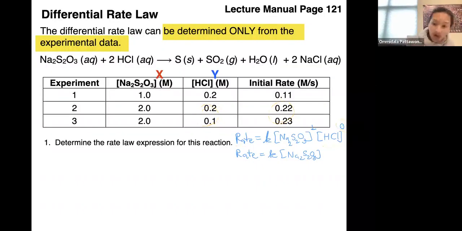So that means a zero reaction order tells us that the concentration of that reactant doesn't affect the rate. According to this rate law, we can say that this reaction is first order with respect to the concentration of sodium thiosulfate, and it is zero order with respect to the concentration of hydrochloric acid.